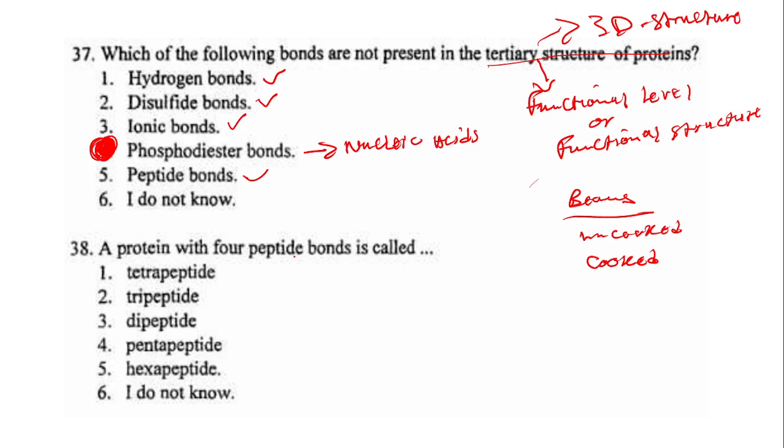A protein with 4 peptide bonds is called, wow, this is a very easy question that anyone can get right. So it's just the pentapeptide. Yeah, that's the answer. Okay, we move.